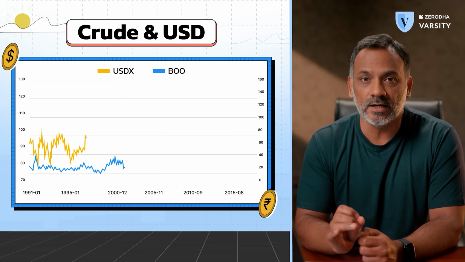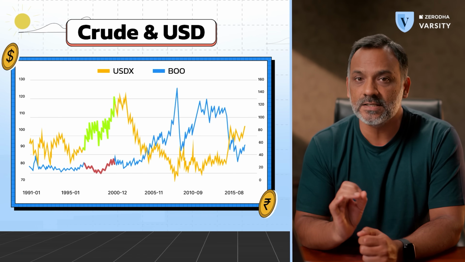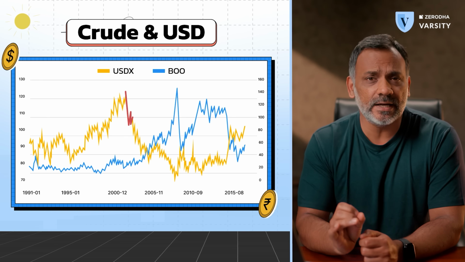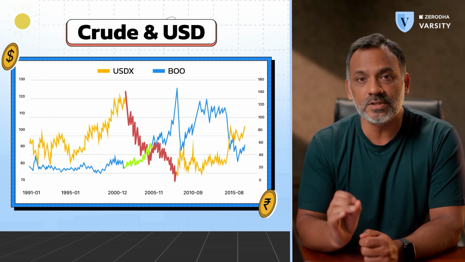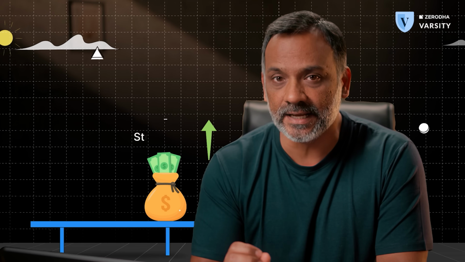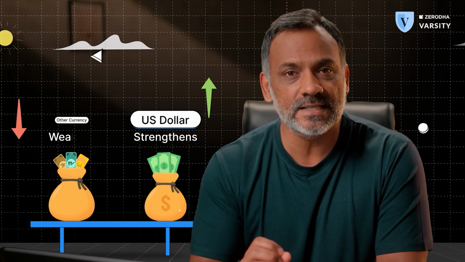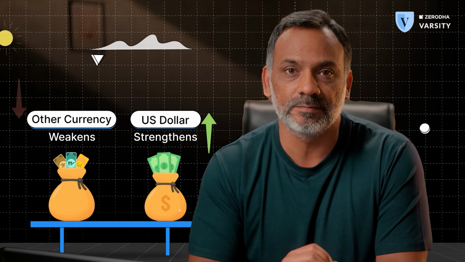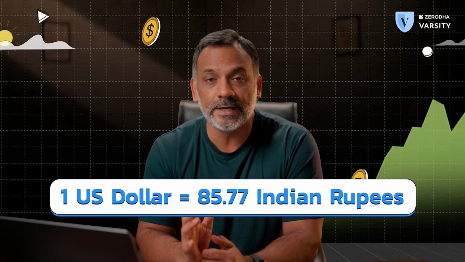Like any other commodity, crude oil and USD also share an inverse relationship. A strengthening US dollar tends to push crude oil prices lower. Likewise, a weakening US dollar tends to push the crude oil prices higher. Think about this. Generally speaking, if the US dollar is strengthening, that means the rupee and a basket of other currencies are weakening. As of recording this video, the rupee is roughly around 86 rupees to a dollar.